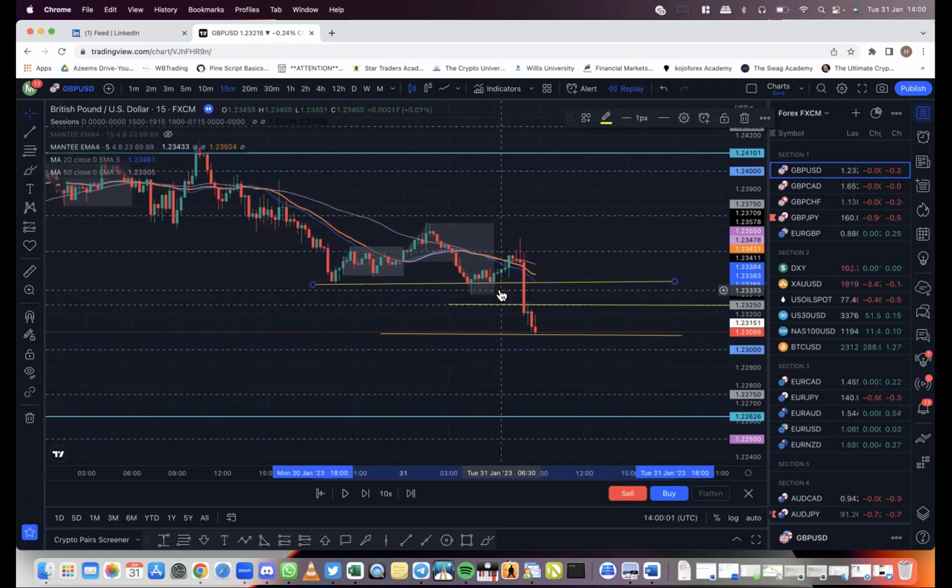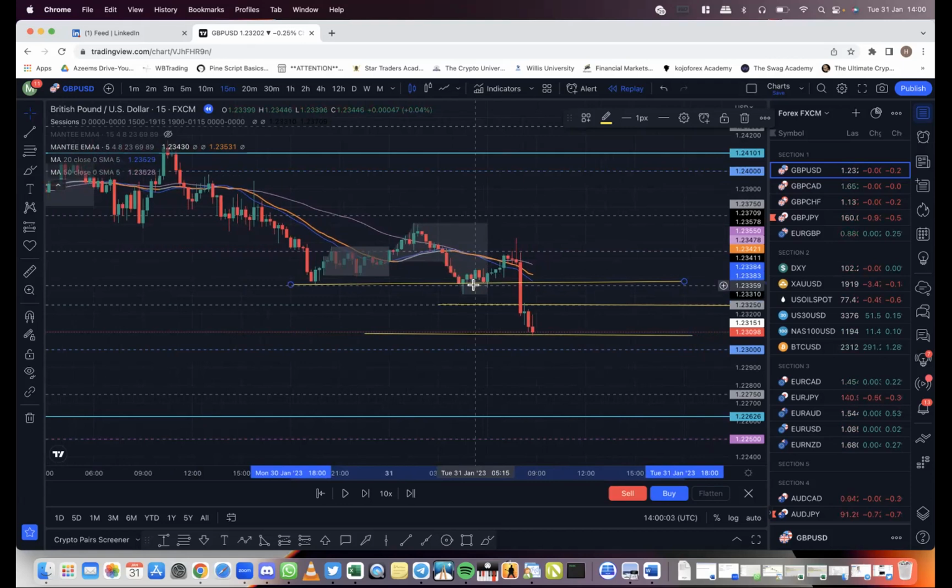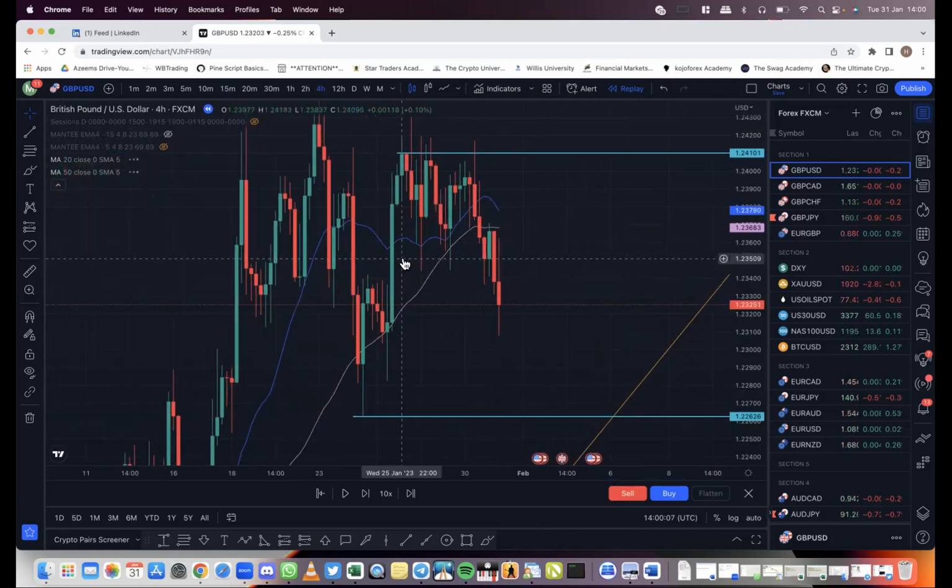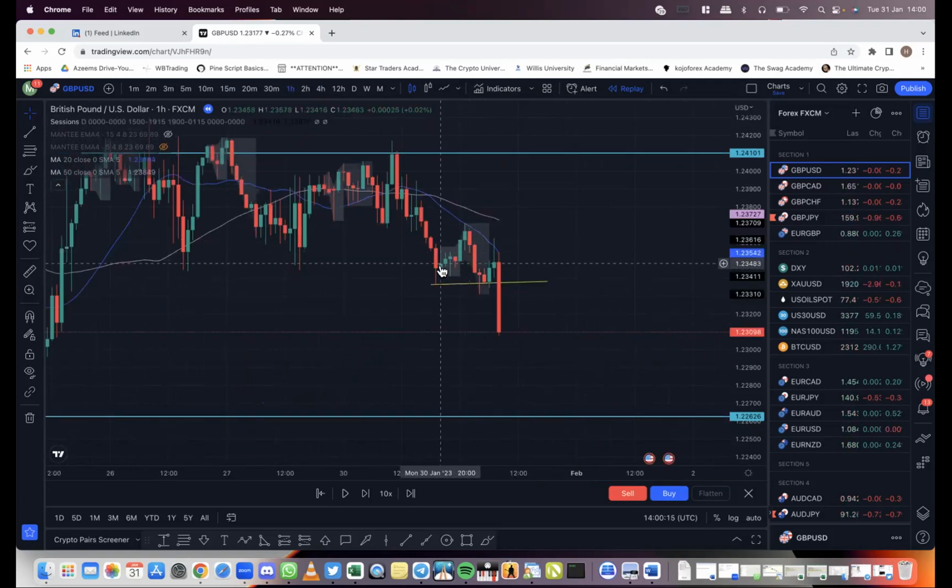It's not very clear with the 4 hour. But what I will use the EMA for is just as resistance, like some kind of support. You understand? Support and resistance.